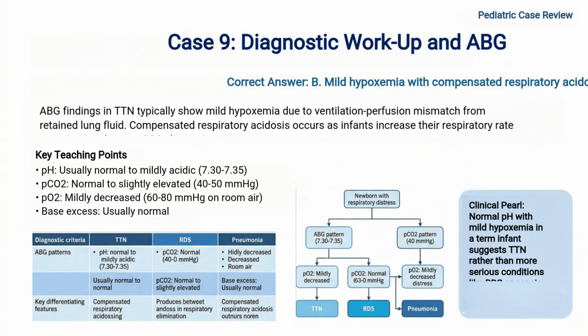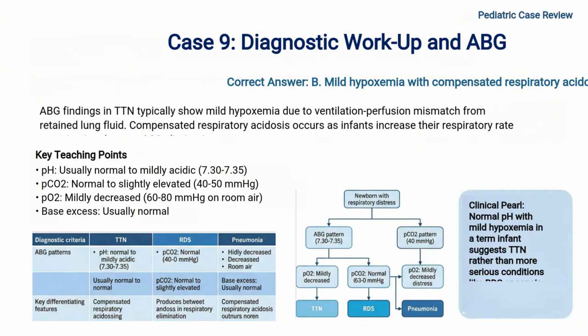The correct answer is option B, pH 7.35. Carbon dioxide partial pressure 45 millimeters of mercury. Oxygen partial pressure 75 millimeters of mercury, bicarbonate 24 milliequivalents per liter. This represents mild hypoxemia with compensated respiratory acidosis, the classic blood gas pattern in transient tachypnea of the newborn. The retained lung fluid causes ventilation-perfusion mismatch, producing mild hypoxemia. Infants compensate by increasing their respiratory rate, which maintains adequate carbon dioxide elimination and keeps the pH near normal.